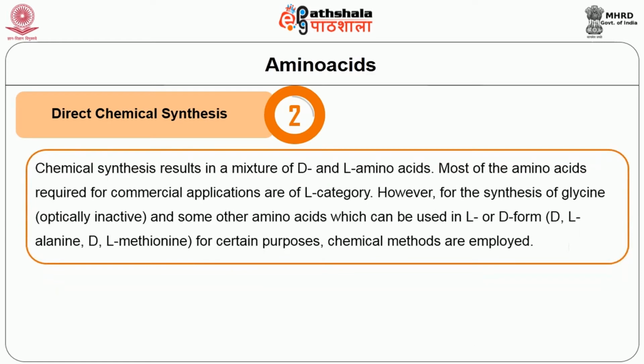Chemical synthesis results in a mixture of D and L amino acids. Most of the amino acids required for commercial applications are of L category. However, for the synthesis of glycine, that's optically inactive, and some other amino acids which can be used in L or D form, that's called as D-L-alanine and D-L-methionine, for certain purposes chemical methods are employed.